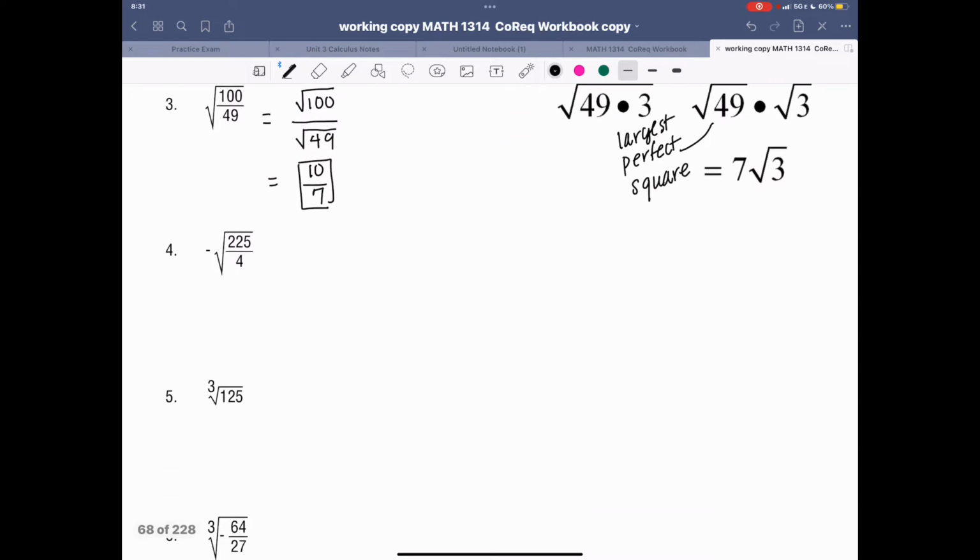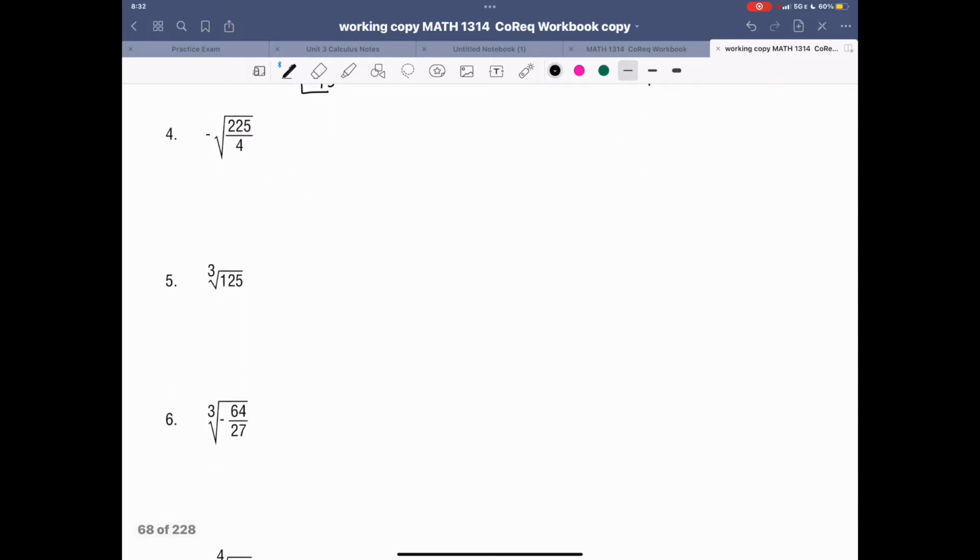Number 4, the square root is being multiplied by negative 1, so it's going to be negative 1 times the square root of 225 over the square root of 4. That square root is for both the numerator and the denominator, so you have negative 1 times the square root of 225, which is 15. The square root of 4 is 2. So it's going to be negative 15 over 2.